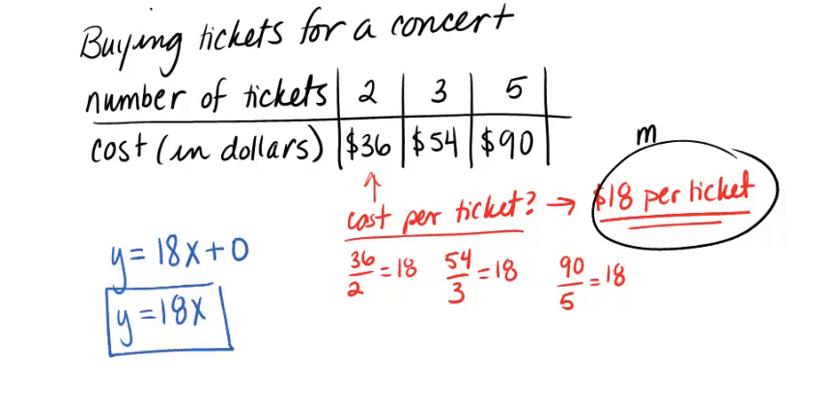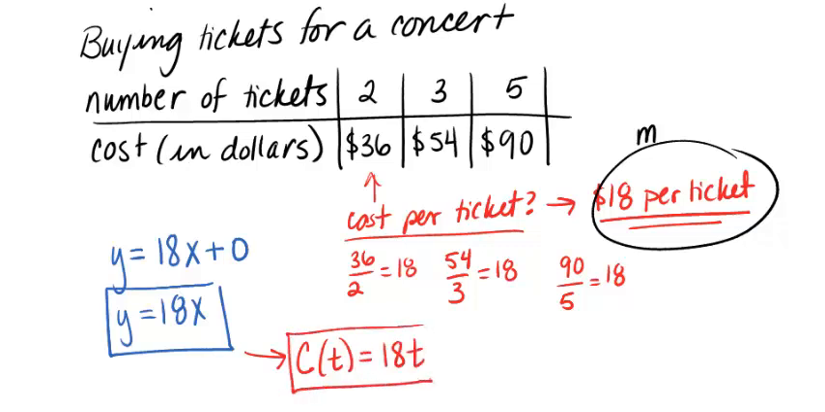If you want to write this in function notation, you could definitely write cost based on the number of tickets equals 18t. So this would be a way to write it using function form. The cost depends on the number of tickets. All right, so let's go ahead and look and see how we calculated the slope here. If you look at the slope, we took the cost divided by the number of tickets. And the cost, this was our y variable, and our number of tickets was our x variable.